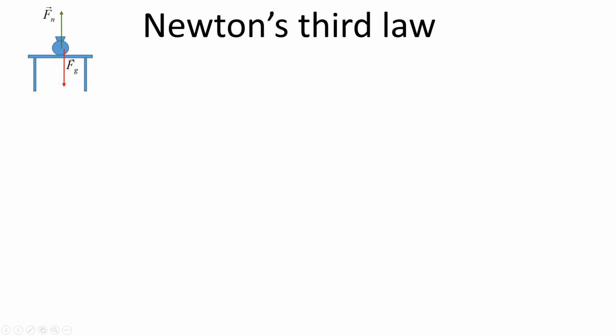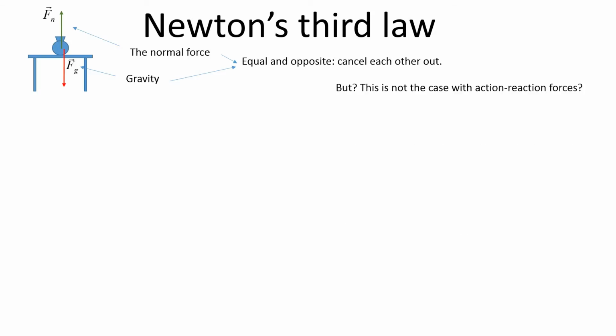Now let's look at a special situation, or some situation people might think about wrongly. Here is a vase on a table, and we have two forces on the vase. We have the normal force, the table pushes the vase upwards, and we have the gravity force which pulls the vase to the ground. Now both forces are equal and opposite, and they cancel each other out because the vase stands still. But this is not the case with action-reaction forces. Those are also equal and opposite, but they do not cancel out. When I punch your face with my fist, it will not cancel out.